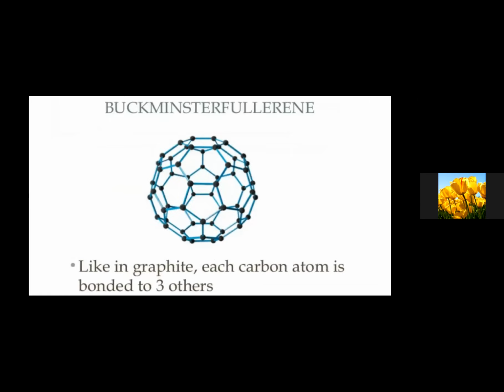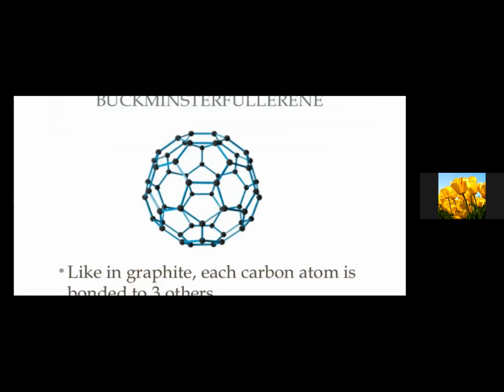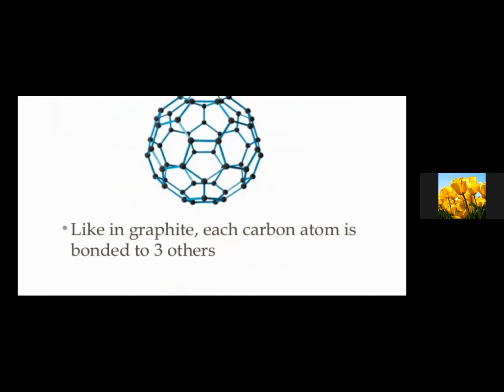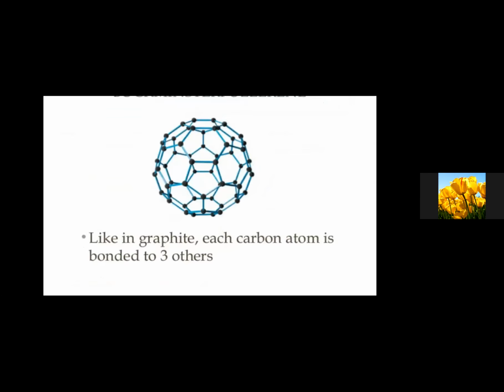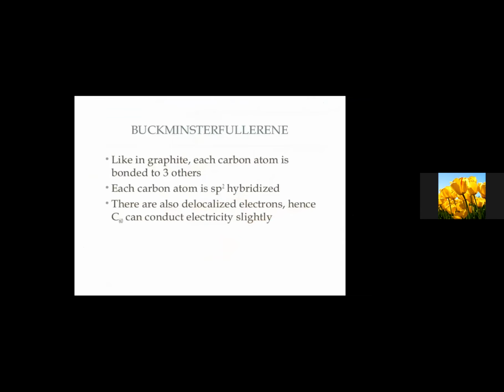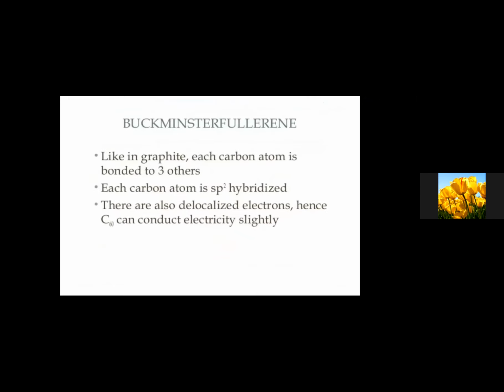Here you can see the picture of Buckminster fullerene. And here we can see that pentagons and hexagons are arranged. Like in graphite, each carbon atom is bonded to 3 others. Each carbon atom is sp2 hybridized. In diamond, the carbon atom is sp3 hybridized, and in Buckminster fullerene, the carbon atom is sp2 hybridized. There are also delocalized electrons. Hence, C60 can conduct electricity slightly.